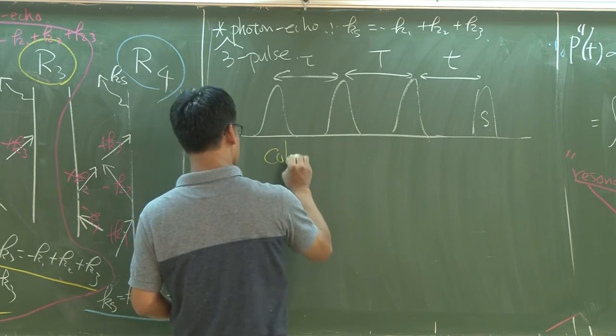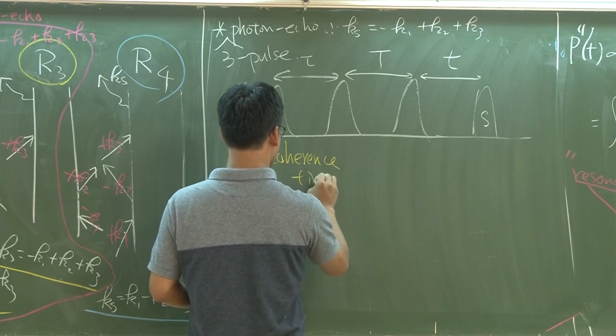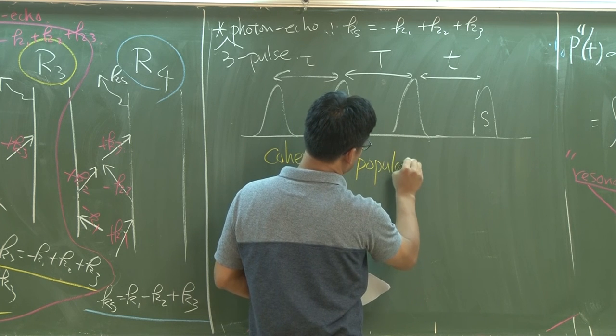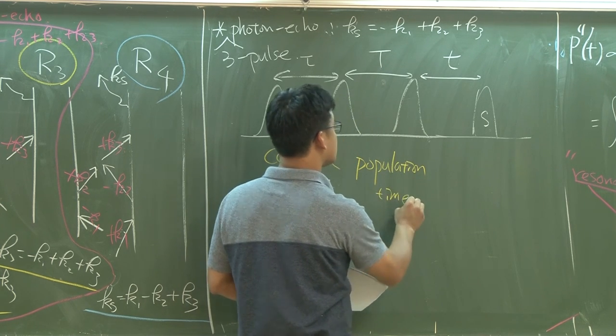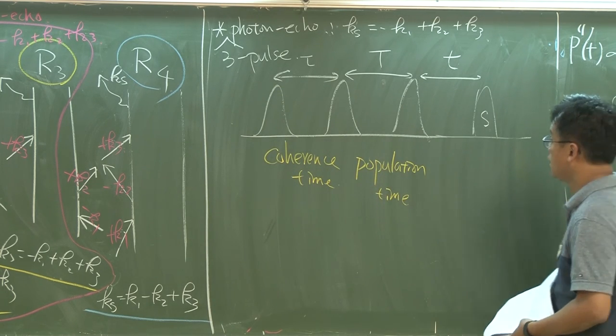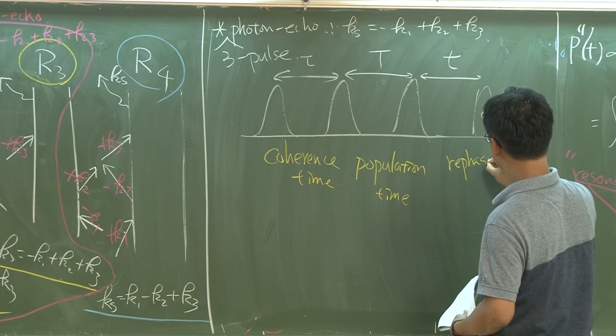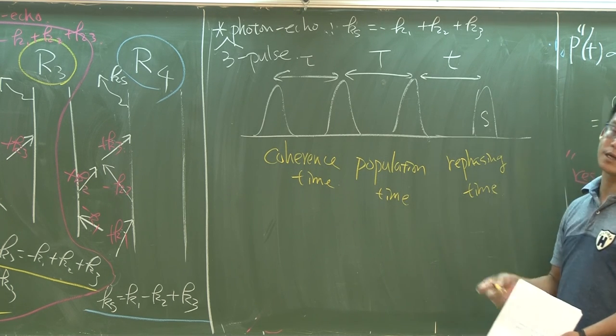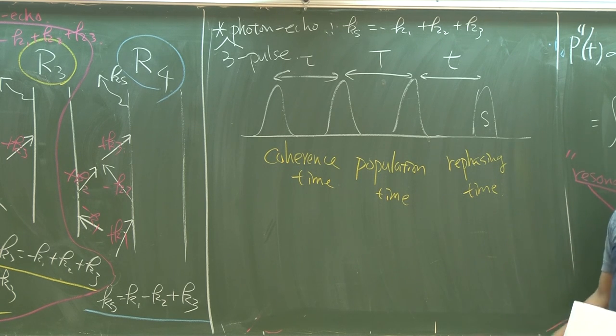Tau is called the coherence time. T is called the population time. And finally, this t is called the rephasing time. Some people call this the delay time, some call it the echo time, but it all refers to the same quantity. For the experimental setup, like I mentioned, you can use a fast card, or sometimes a triangular setup. There are different technical points on how you actually measure this.